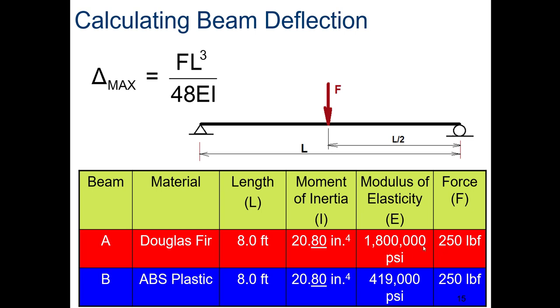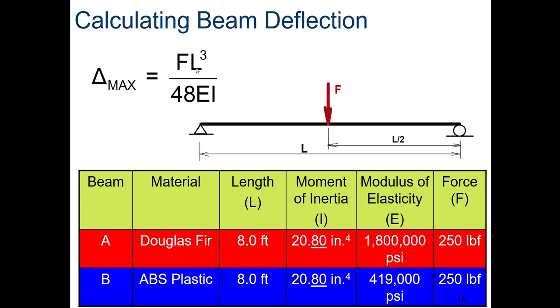This is given. This did not have to be calculated. This was given. This did not have to be calculated. This is being given and does not have to be calculated. Okay? So we have force is going to be 250. Length cubed. The length is going to be 96 inches cubed. So 96 cubed times 250.